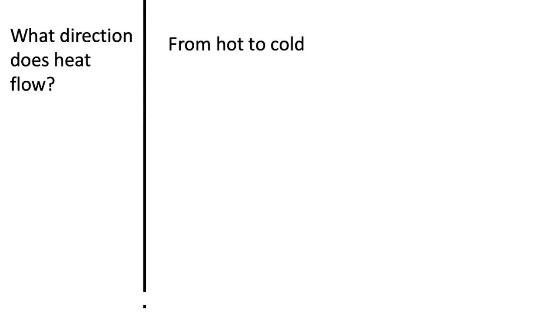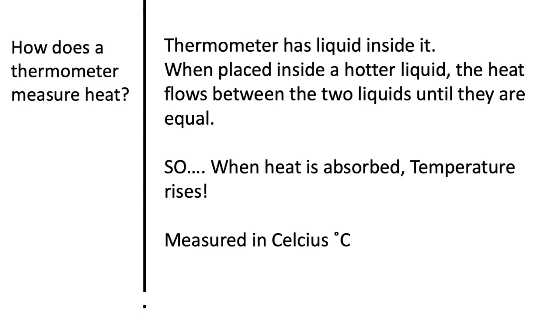When discussing heat and temperature and how heat transfers, one of the things we need to talk about is the direction that heat flows. Heat always flows from an area that is hot to an area that is cold. This helps us to understand then how a thermometer works. How is it possible that a thermometer can measure heat?